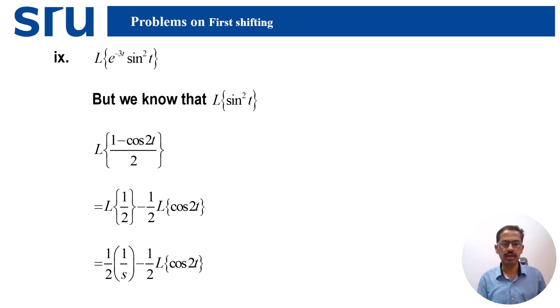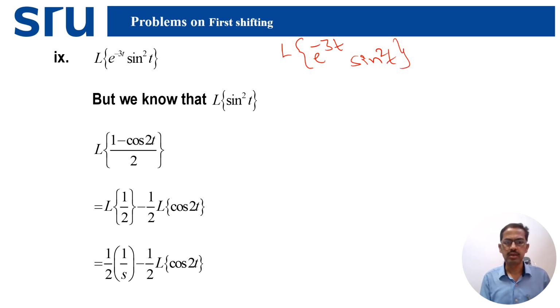Next, now let's take this. The Laplace transform of e to the power of minus 3t sine square t. You write down sine square t is equal to, what is sine square theta? You know sine square theta equals 1 minus cos 2 theta by 2. So in place of theta, t simply: 1 minus cos 2t by 2. Now separately apply the Laplace transform: the Laplace transform of 1 by 2 and the Laplace transform of cos 2t.